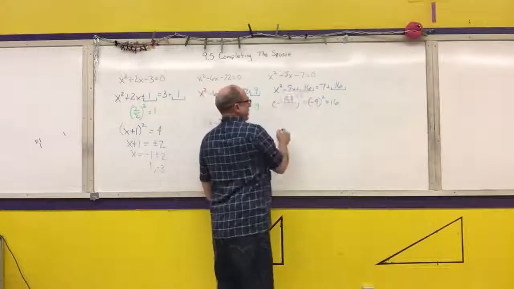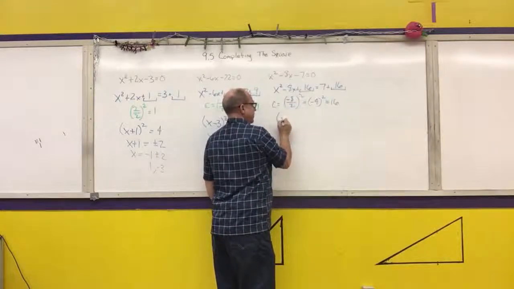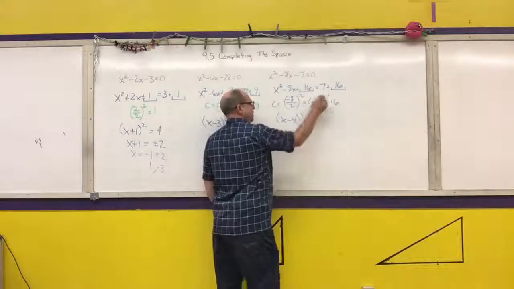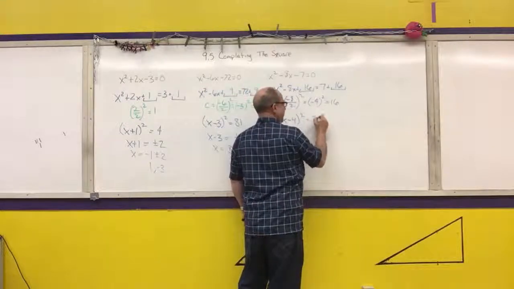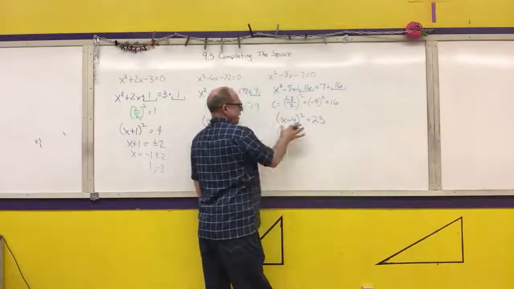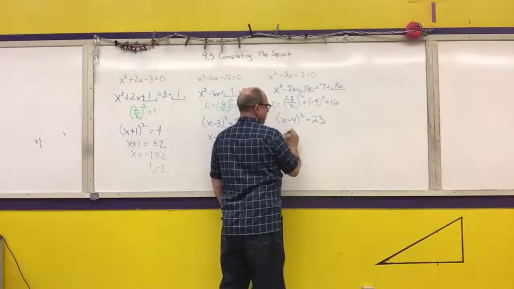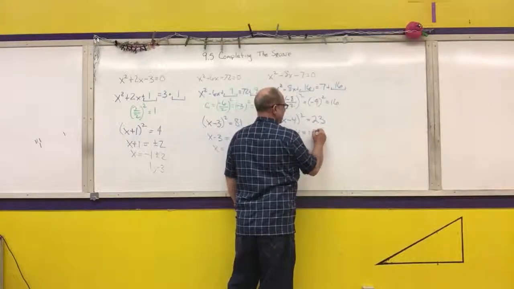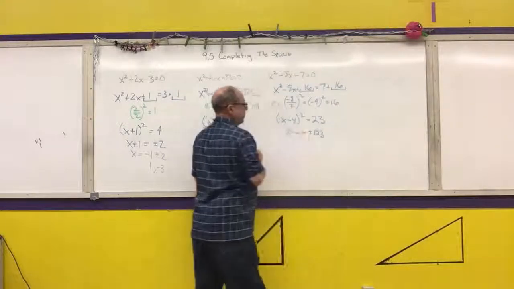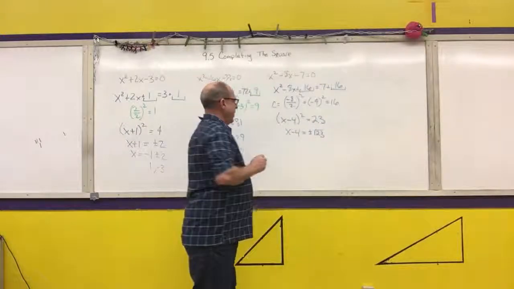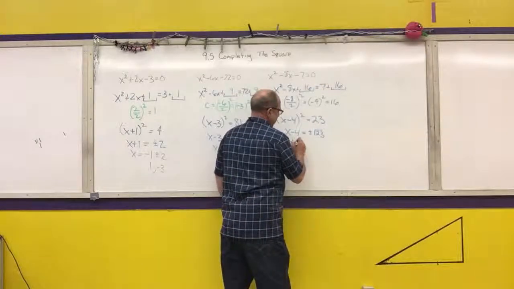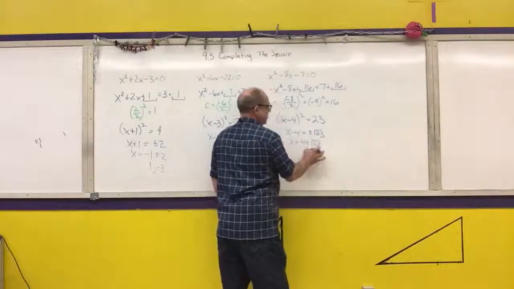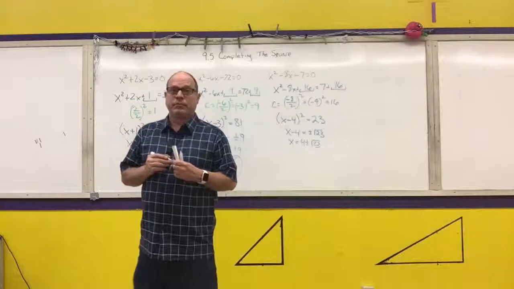Factor the left-hand side. It's x, whatever I was squaring here, all squared. 7 plus 16 is 23. Take the square roots, and I get x minus 4 equals plus or minus the square root of 23. And then the last step is to add 4 to both sides. So I get x equals 4 plus or minus the square root of 23. And this, I would want you to leave that answer.